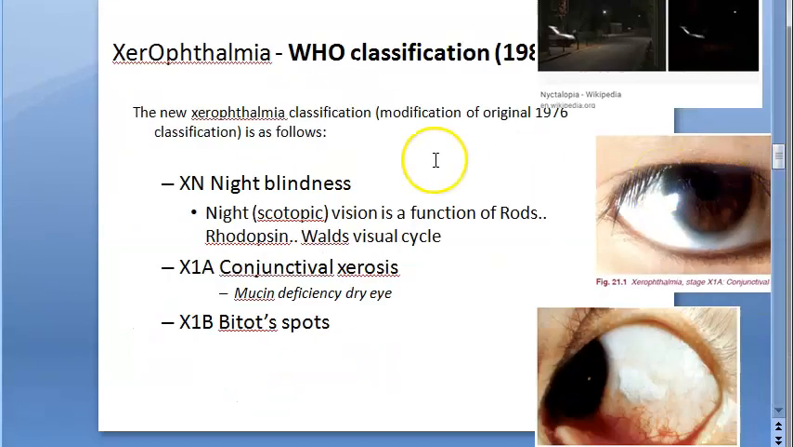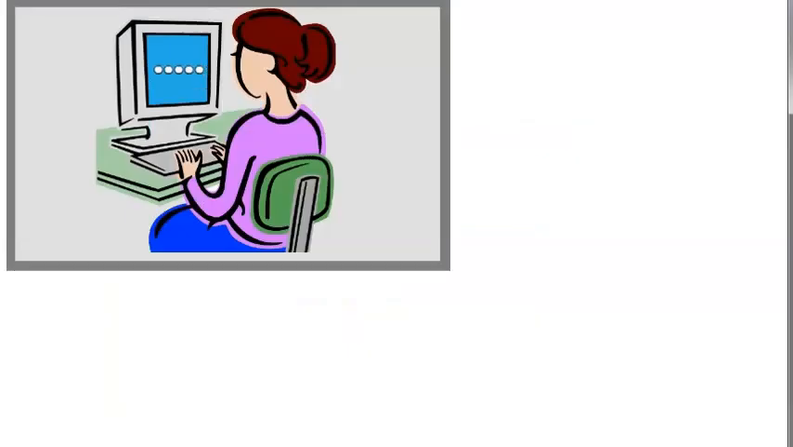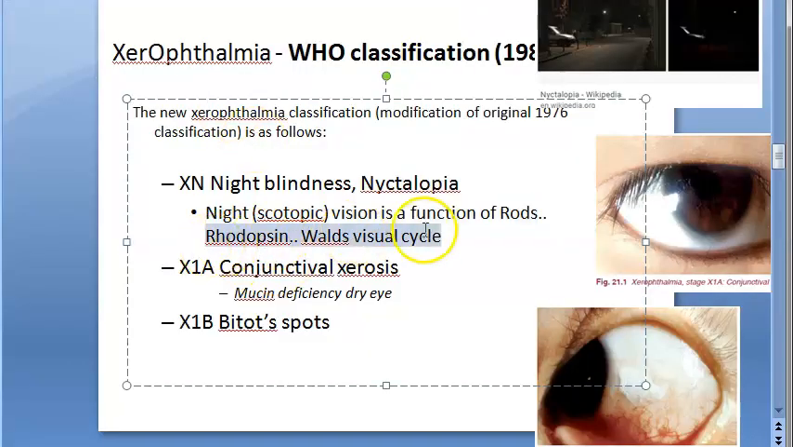So this is vitamin A. That is why we are having all these problems now. If vitamin A is less, then what happens? The earliest symptom is night blindness. It's also called nyctalopia, right? Basically it is XN, xerosis, night blindness. Sorry, XN. Why am I saying Z? So XN is night blindness, nyctalopia. Night vision, that is scotopic vision, is a function of rods. Yes, we know this, guys. Night scotopic vision is a function of what? Rods, yes. So rhodopsin, Wald's visual cycle, all that we explained. So this is the earliest symptom.